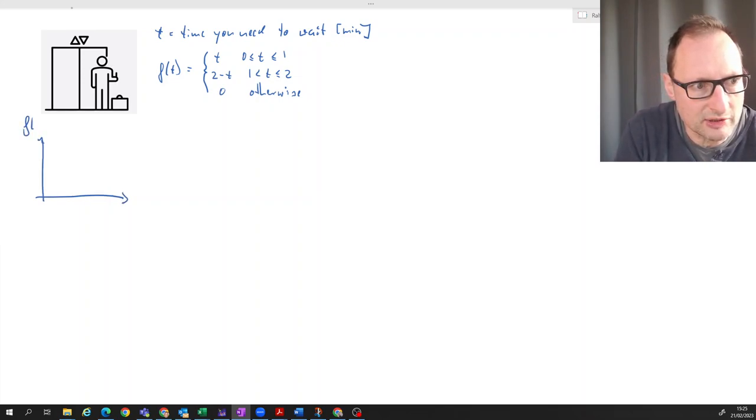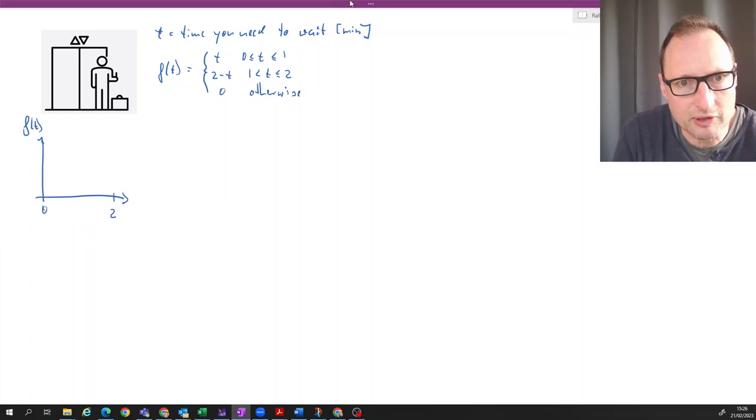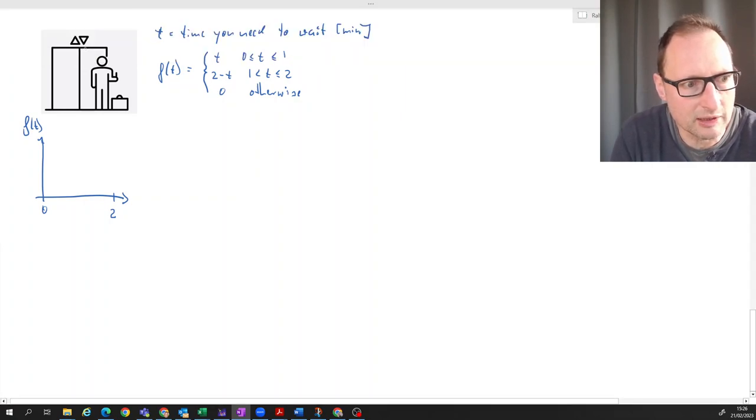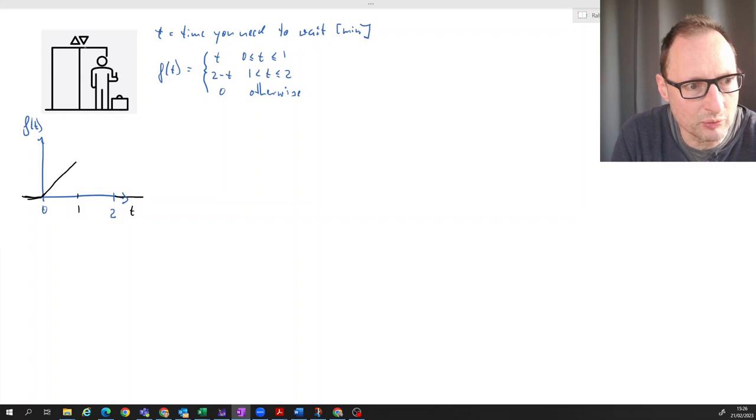So here is the density function. We said we are between 0 and 2 only, and let's use a different color. Below 0, you can't wait negative times. Above 2, there's also no probability. And between 0 and 2, first it's t. So here we have t, that means we're increasing by 45 degrees up to 1. And then 2 minus t.